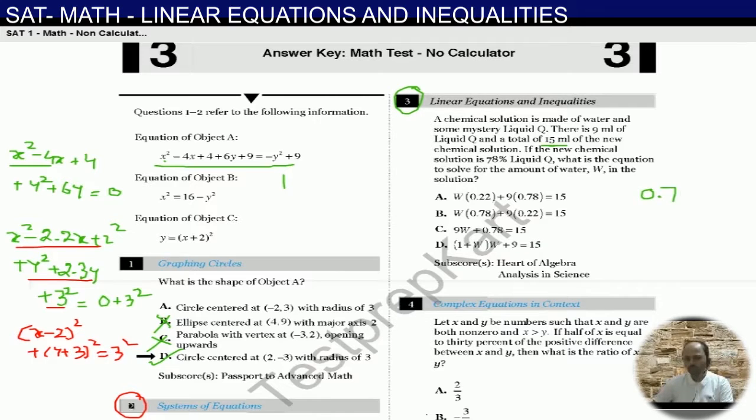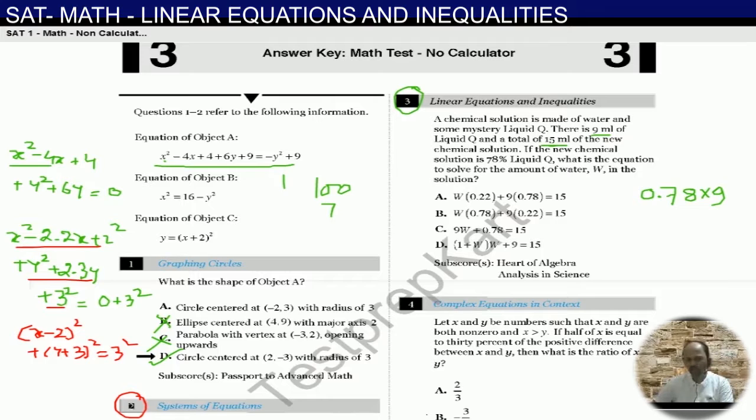So 78% means in decimal that would be 0.78. And you see that its volume is 9 ml, it is mentioned over here. So don't you think we have to multiply it by 9? So if you multiply it by 9, that would be 78%. Now if we try to find out the percentage, it is 100 minus 22, that would be 78.